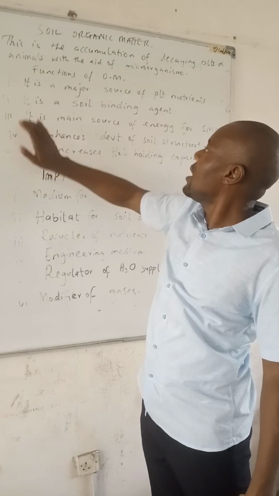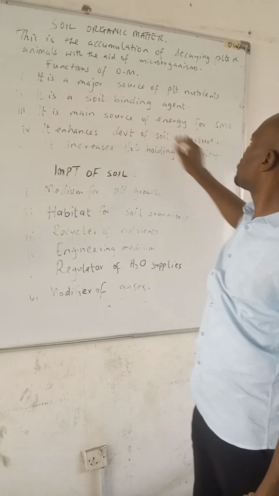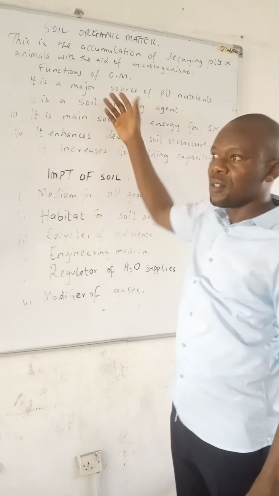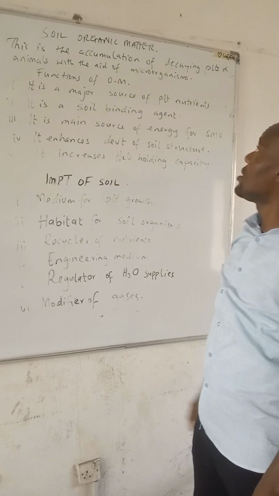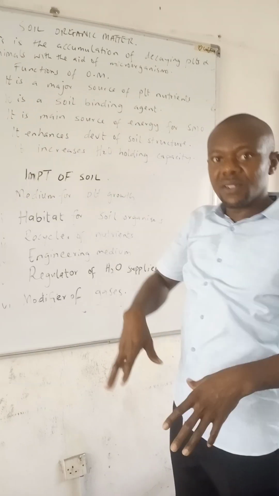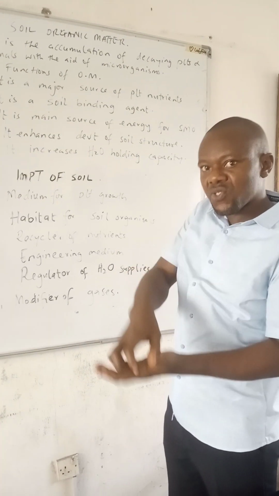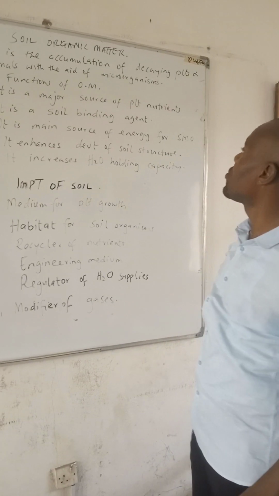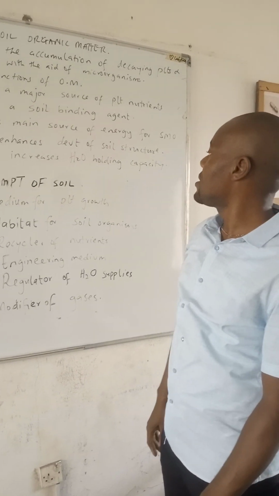Okay. Now, soil organic matter is also a main source of energy for soil microorganisms. It is the main source of energy. Microorganisms feed on it. Okay, it acts as a substrate for microorganisms to have energy to continue their microbial activities.